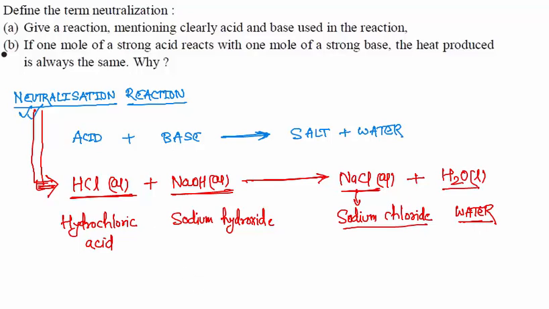Now come to the second part: if 1 mole of a strong acid reacts with 1 mole of a strong base, the heat produced is always the same. Now why? Let's take two strong acids, HCl and HNO3, and two strong bases, NaOH and KOH. So these are two strong acids and two strong bases.